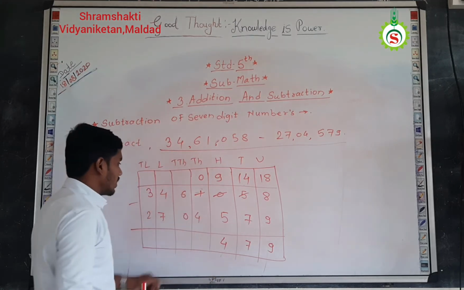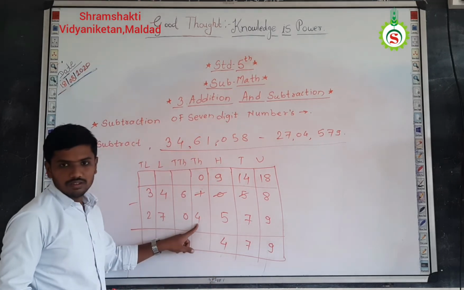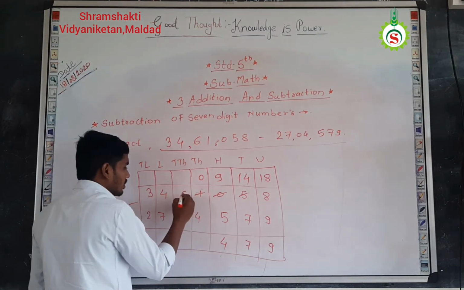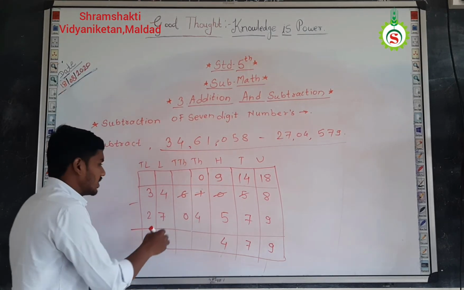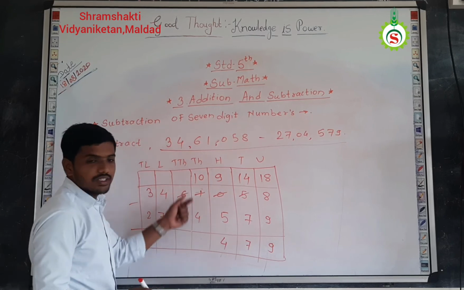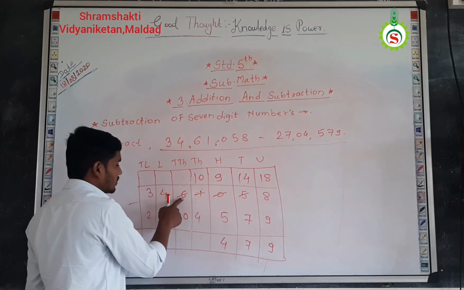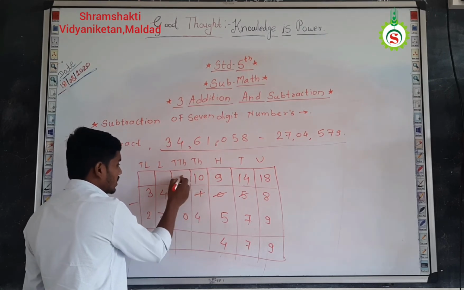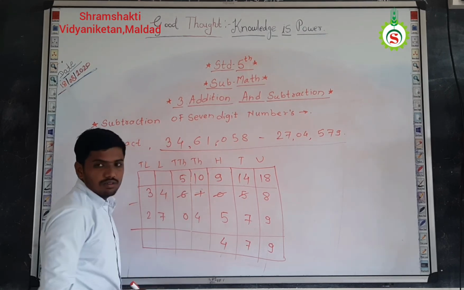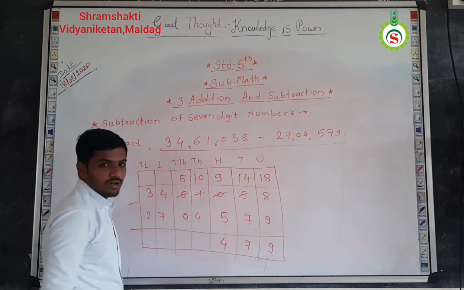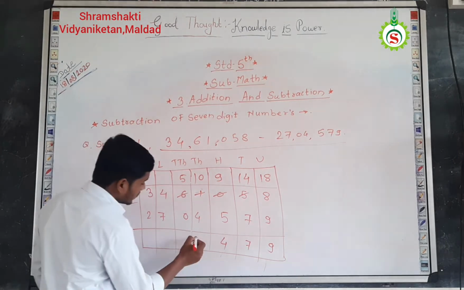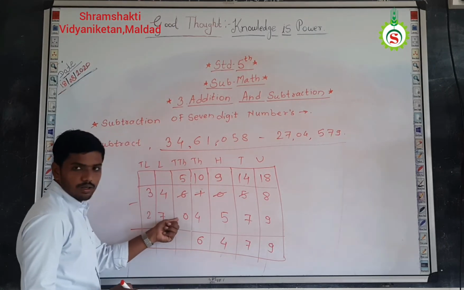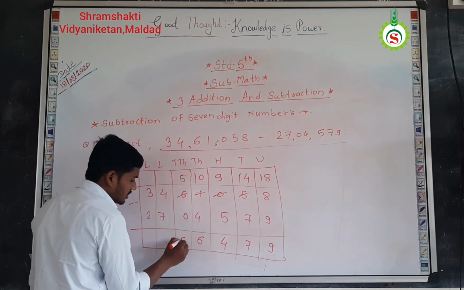Now move to the next. 0 minus 4. Is it possible? No. So that 0 again has to take one borrow from the 6. So here it becomes 10 and the 6 has given one borrow. So 6 minus 1 is 5. Here only 5 remains. So 10 minus 4, answer is 6. So I will write 6. Now 5 minus 0. Is it possible? 5 minus 0 answer is 5.